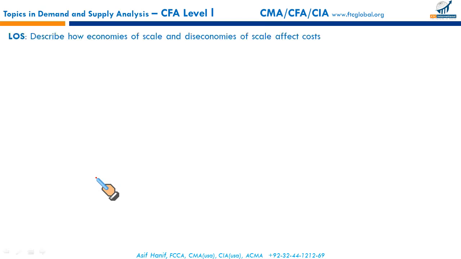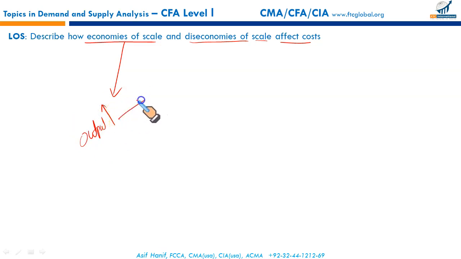Alrighty, then what we have is a beautiful learning outcome statement. Lovely. Describe how economies of scale and diseconomies of scale affect costs. Okay, what are economies of scale? Economies of scale means when a business becomes large or when the output is increased. Because of increase in output, you are able to spread out your cost of production on a larger number of units. Resultantly, your average cost starts falling. This is called economies of scale.